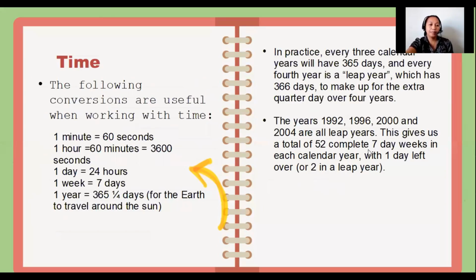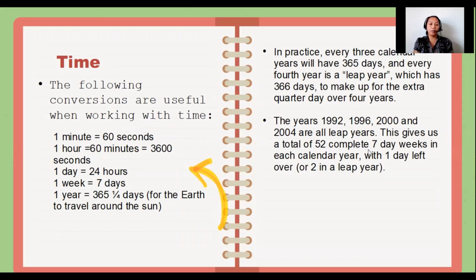Okay, so for time naman, the following conversions are useful when working with time. Always remember that 1 minute is equal to 60 seconds. 1 hour is equal to 60 minutes or 3,600 seconds. And 1 day is equal to 24 hours. And in 1 week, we have 7 days.